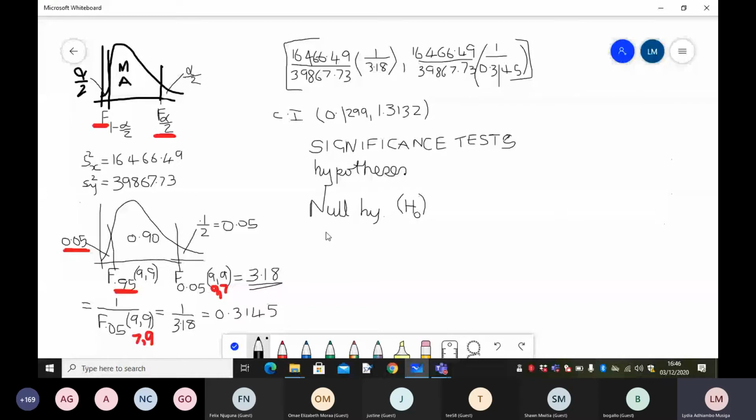For example, H naught. Wow, this is very strange. When I just start writing like this, the screen is blinking.